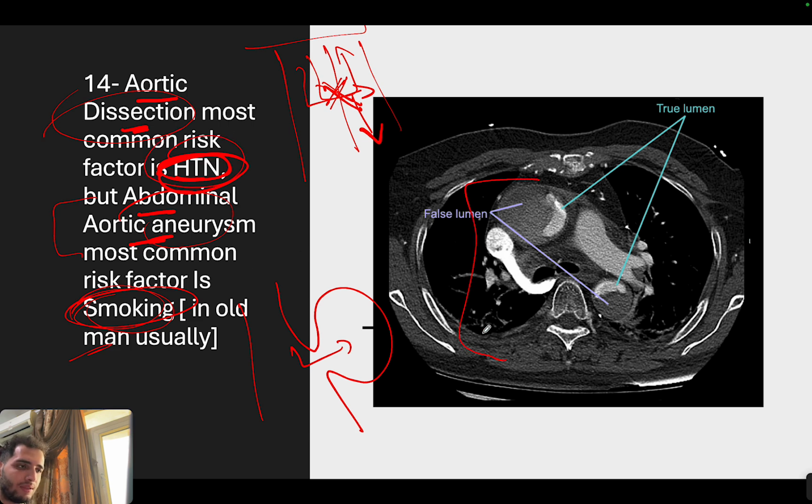Now here, this is the dissection itself. You can think that this small one is the dissection and the large one is the artery, but it's the inverse. The large lumen is usually the dissection itself, and the small lumen is usually the true artery, okay? Now this one here is dissection in the ascending aorta, and this one is dissection in the descending aorta, okay?